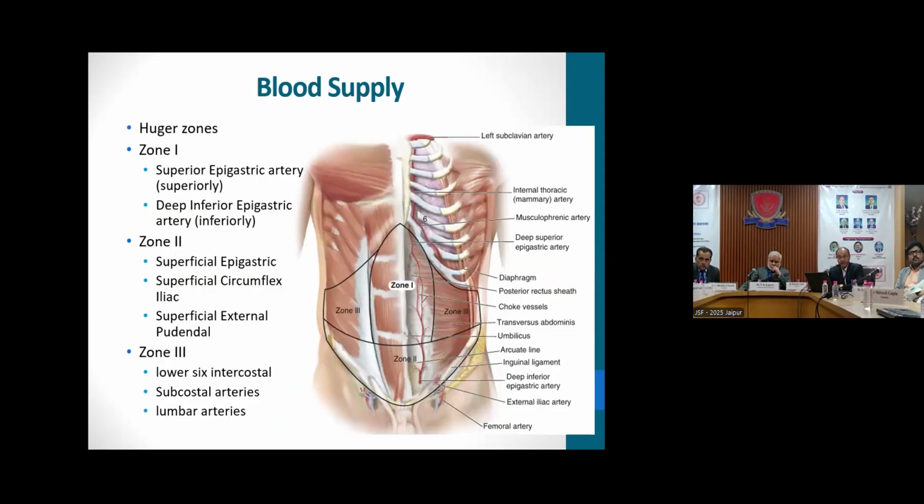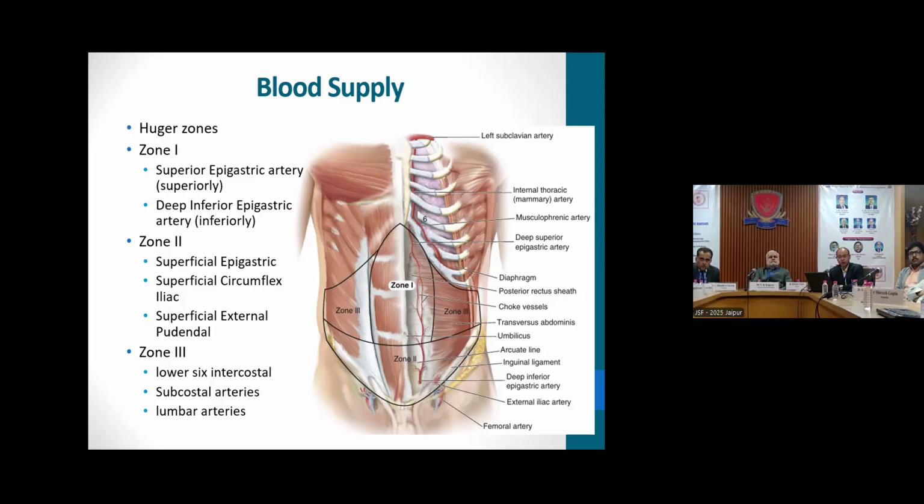Now the blood supply is basically divided into 3 parts, known as Huger's zones. Zone 1 is supplied by the superior epigastric artery and the deep inferior epigastric artery, which communicate with each other at a variable level within the rectus abdominis muscle.